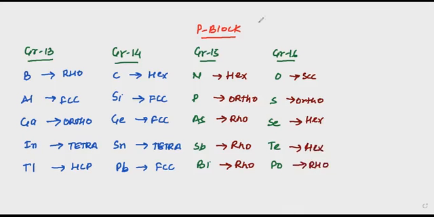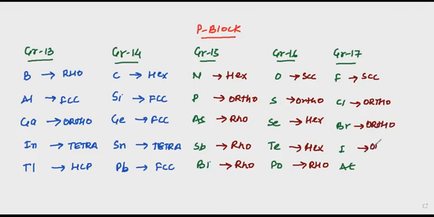And after that we are coming to group 17: fluorine, chlorine, bromine, iodine and astatine. Now we see what the structure of fluorine is. This is SCC. Chlorine is orthorhombic. Bromine is also orthorhombic.